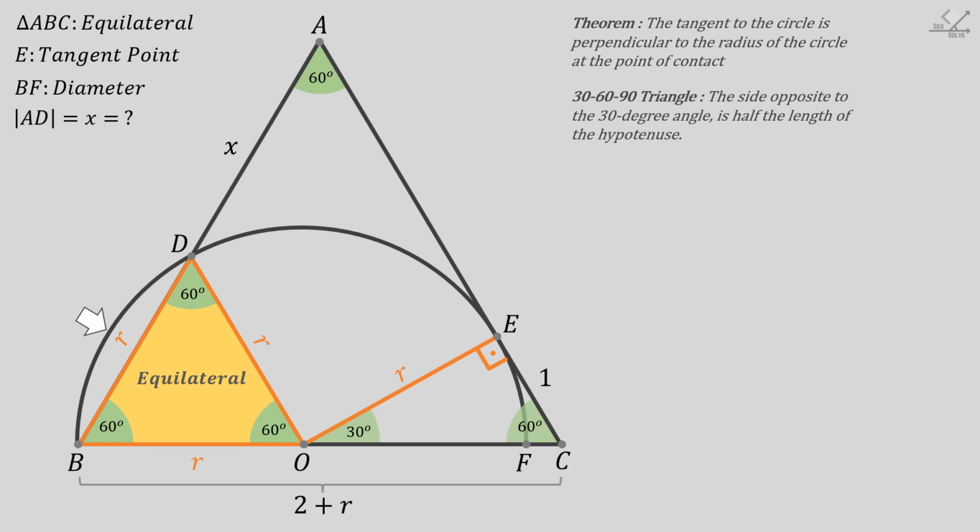We know that the large equilateral triangle has a side length of 2 plus r units. So this side must also be 2 plus r units. Since this part is equal to r units, the remaining part x should be 2 units. And that is our answer.